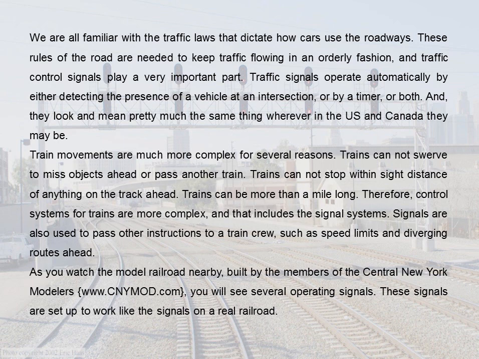Train movements are much more complex for several reasons. Trains cannot swerve to miss objects ahead or pass another train. Trains cannot stop within sight distance of anything on the track ahead. Trains can be more than a mile long. Therefore, control systems for trains are much more complex, and that includes the signal systems. Signals are also used to pass other instructions to a train crew, such as speed limits and diverging routes ahead.